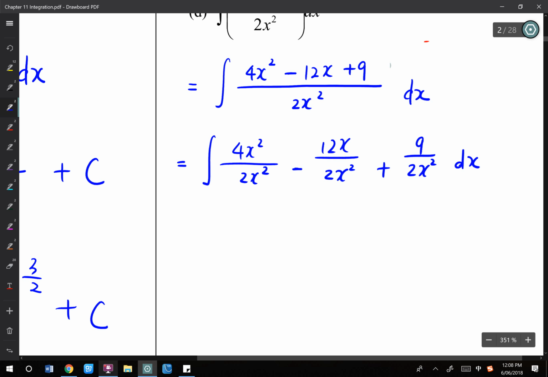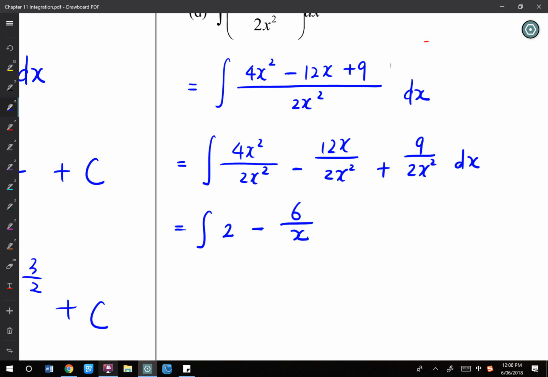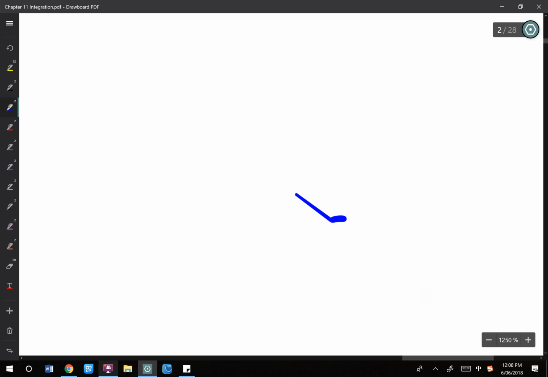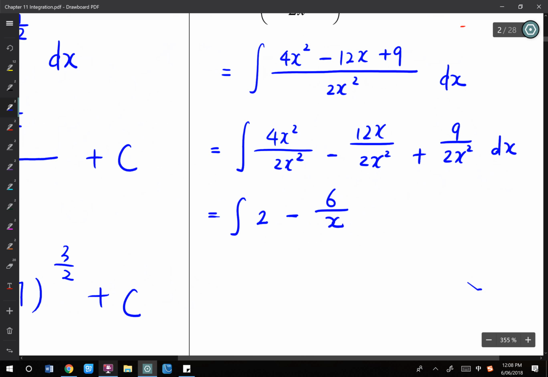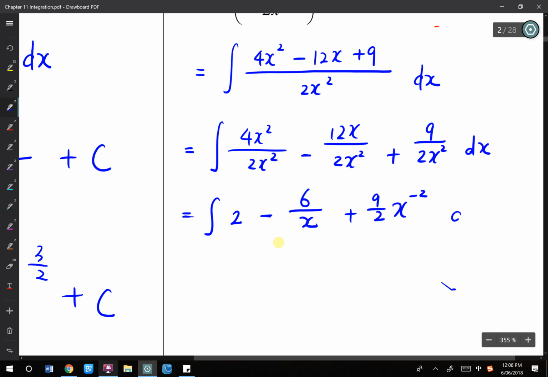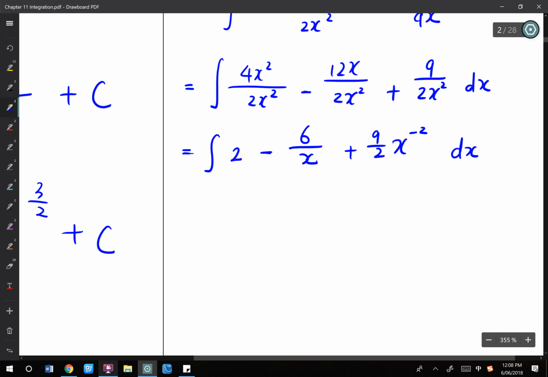I can separate them as 3 fractions. So now what we have is 2 minus 6 over x. Because it's a linear at the bottom, so that will be a log. That's why I'm not going to make x to the power of negative 1. Even though I make x to the power of negative 1, I can't use the power function law. Okay, negative 1 doesn't work. And plus 9 over 2 x to the power of negative 2 dx. Well, I still haven't done the anti-diff yet, so I'm just changing what it looks like.